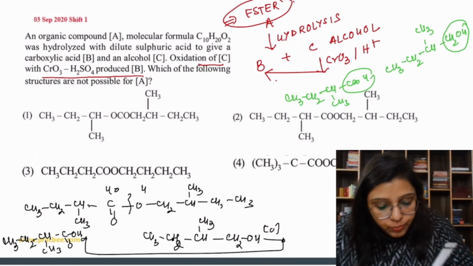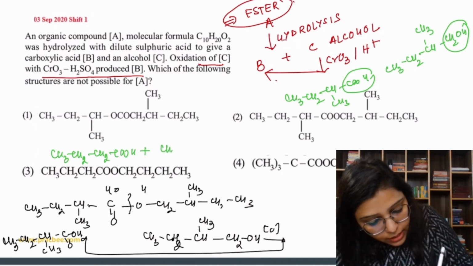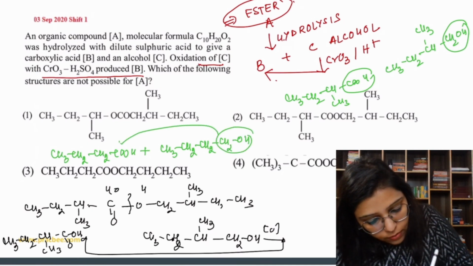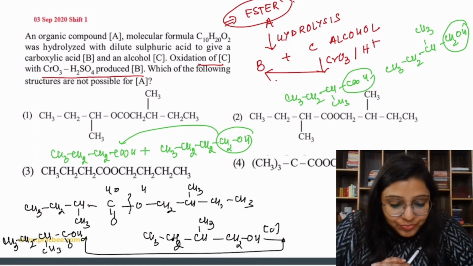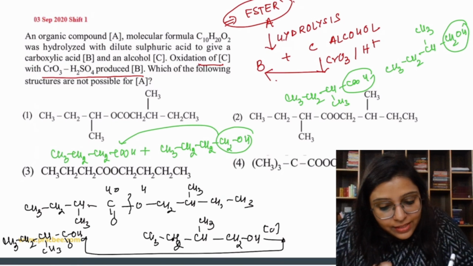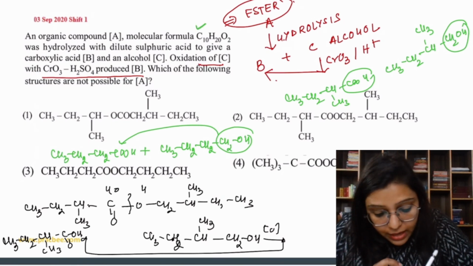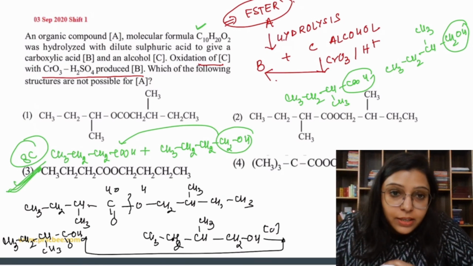So this can be correct. If you look at this, CH3CH2CH2COOH plus CH3CH2CH2CH2OH, which is further oxidized to give carboxylic acid. But here we have an issue. Why? Because A is going to be C10. We should be having 10 carbon atoms, but here we have 8 carbon atoms. So this cannot be correct. So option 3 is going to be the correct answer.